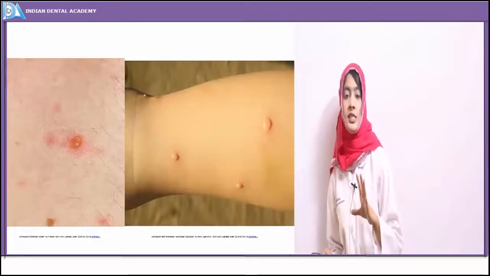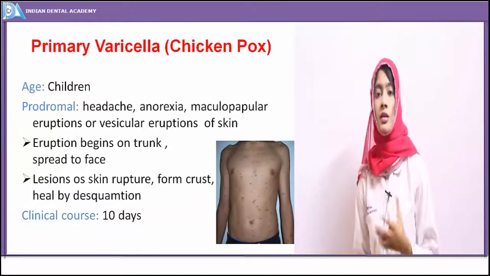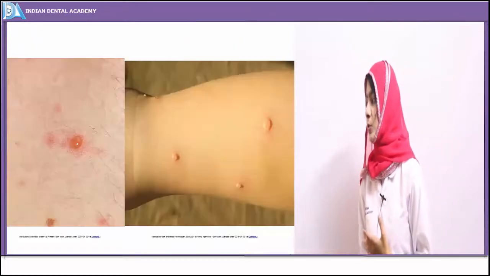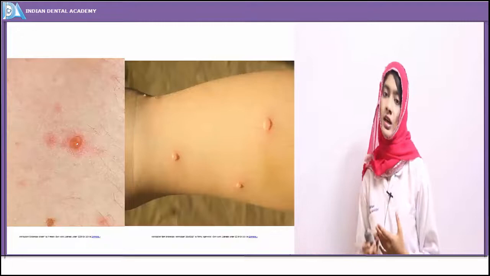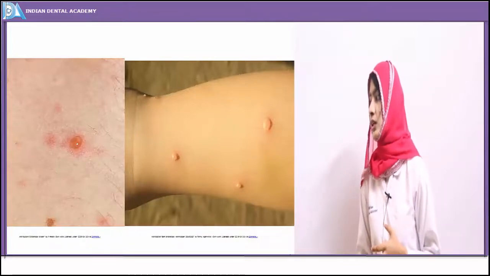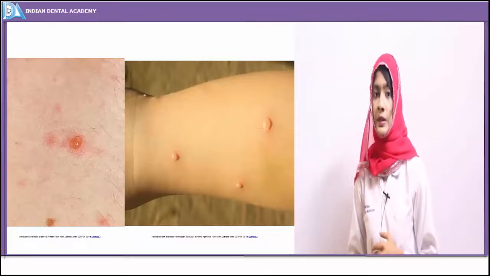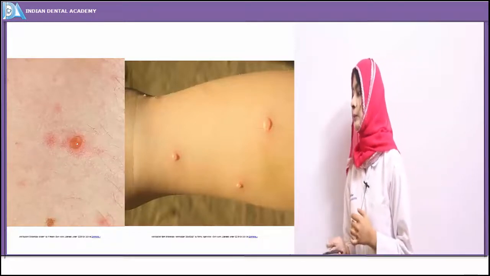So here you can see the clinical picture of this varicella infection, that is the chickenpox infection. The vesicles are fluid filled and erythematous and edematous. They are just located on the surface. They are also intraepithelial blisters only.